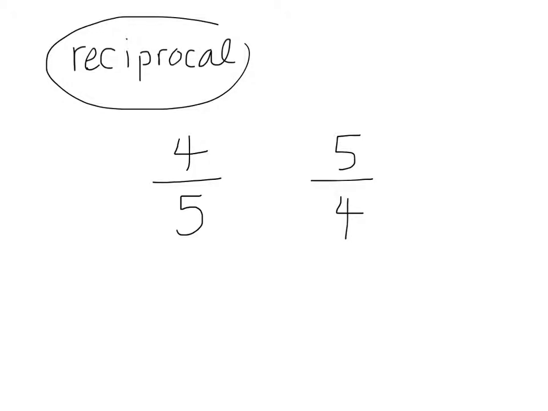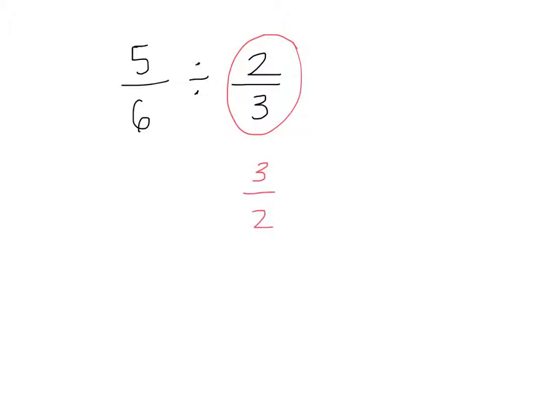So for example, if we have 5 over 6 divided by 2 over 3, first we want to find the reciprocal of the second fraction. This is the divisor. That's what it's being divided by. So it's 5 over 6 divided by 2 over 3. So what's the reciprocal of that? 3 over 2. Good. Okay, so we'll write that.